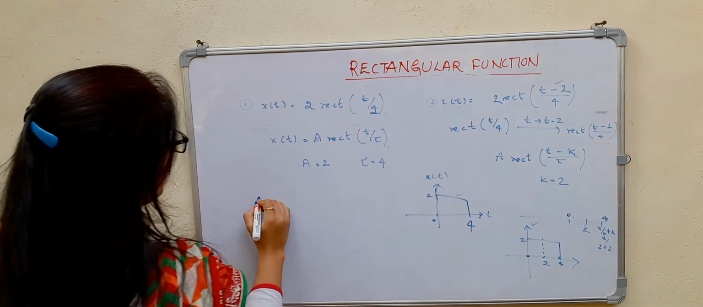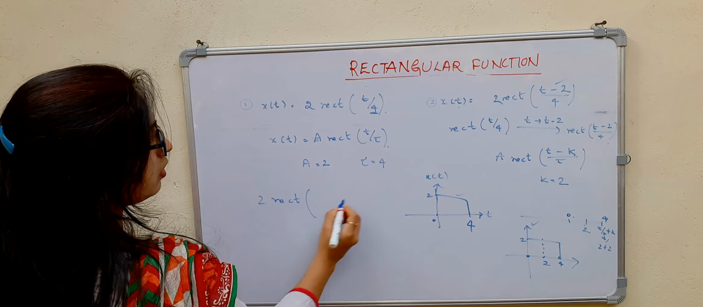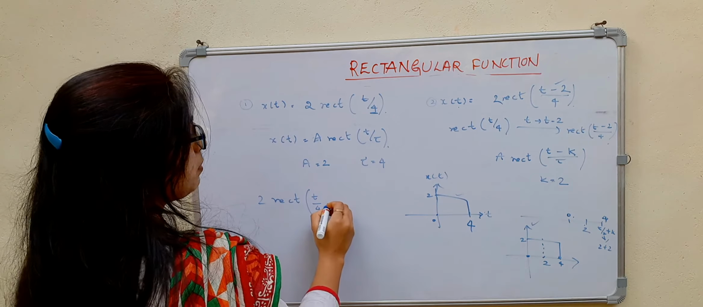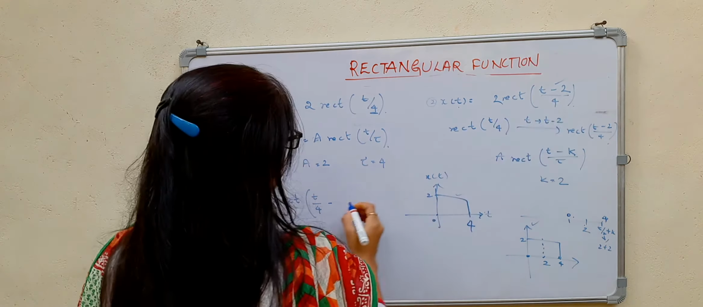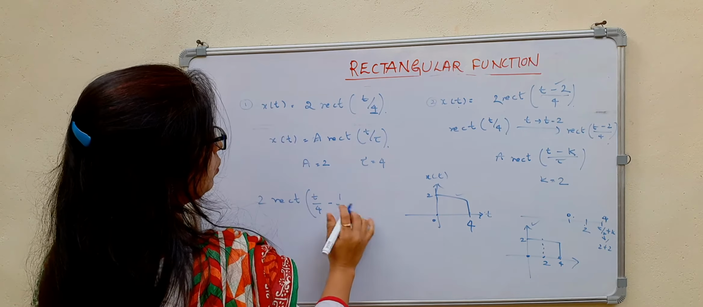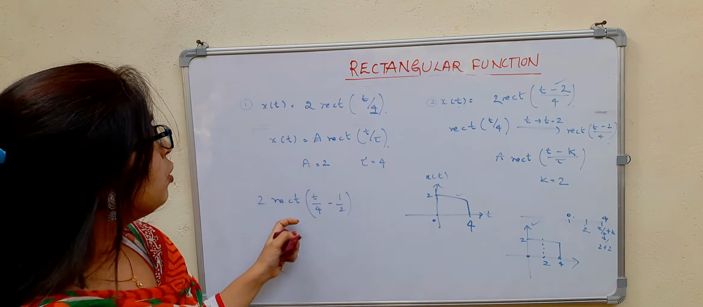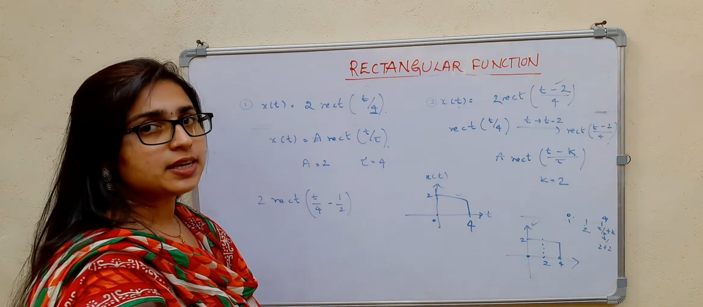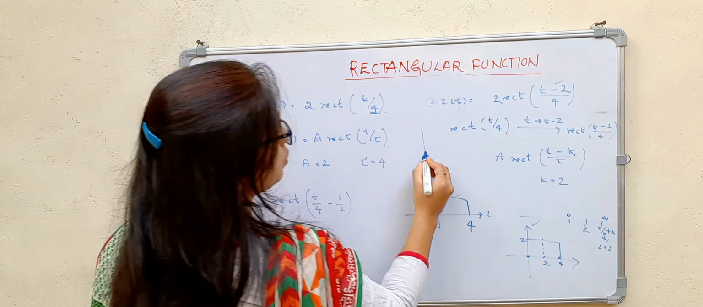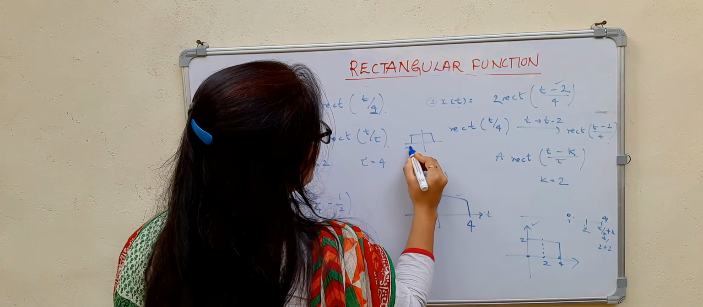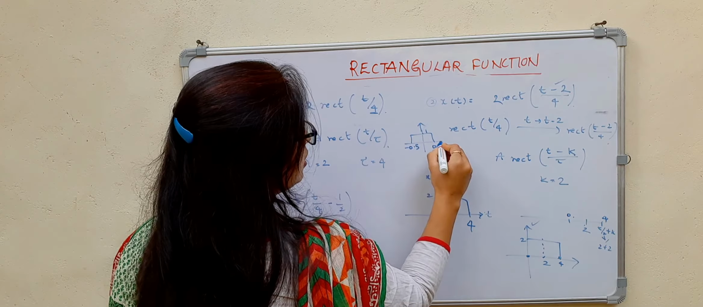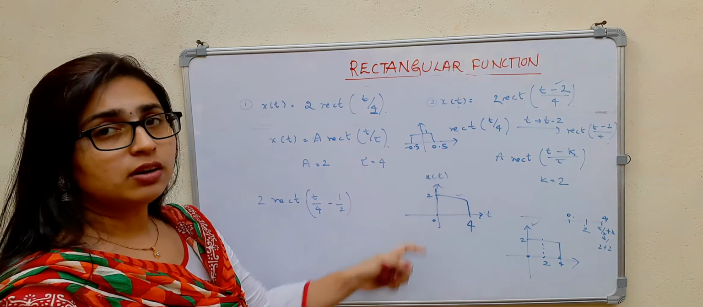See, 2 rectangular t by 4 minus 2, this can be written as t by 4 minus 1 by 2. So, if you know the rectangular function, that is unit rectangular function, it's from minus 0.5 to 0.5, which has a height 1. This is your unit rectangular function.